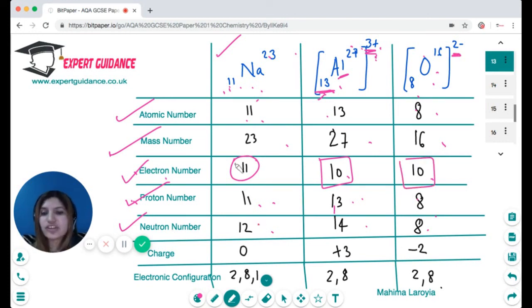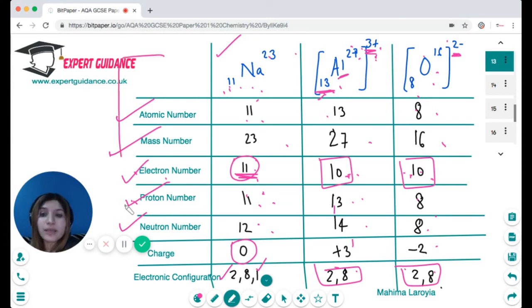Okay, so the charge is the proton number take away the electron number. So here it is an equal number, so it is 0. Here the charge is plus 3. Here the charge is minus 2. Now electronic configuration, since the electron number is 11, so 2 in the first shell, 8 in the second shell, and left over 1 in the third shell. These both have 10 electrons, so 2, 8, full outer shell configuration you will have for all these ions.